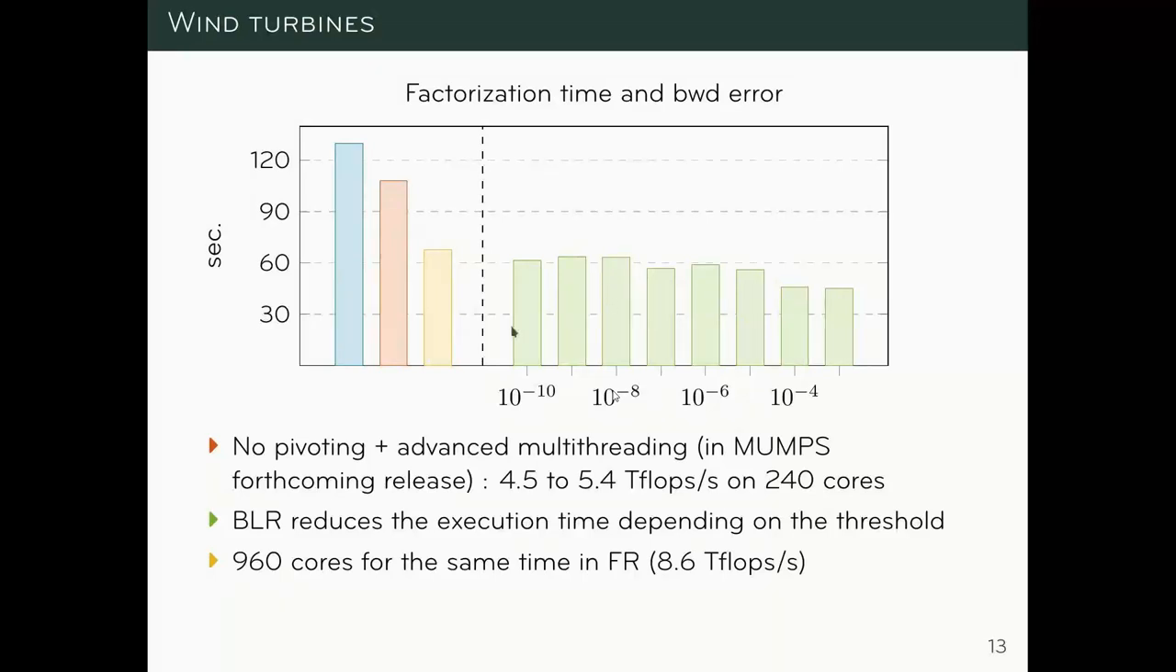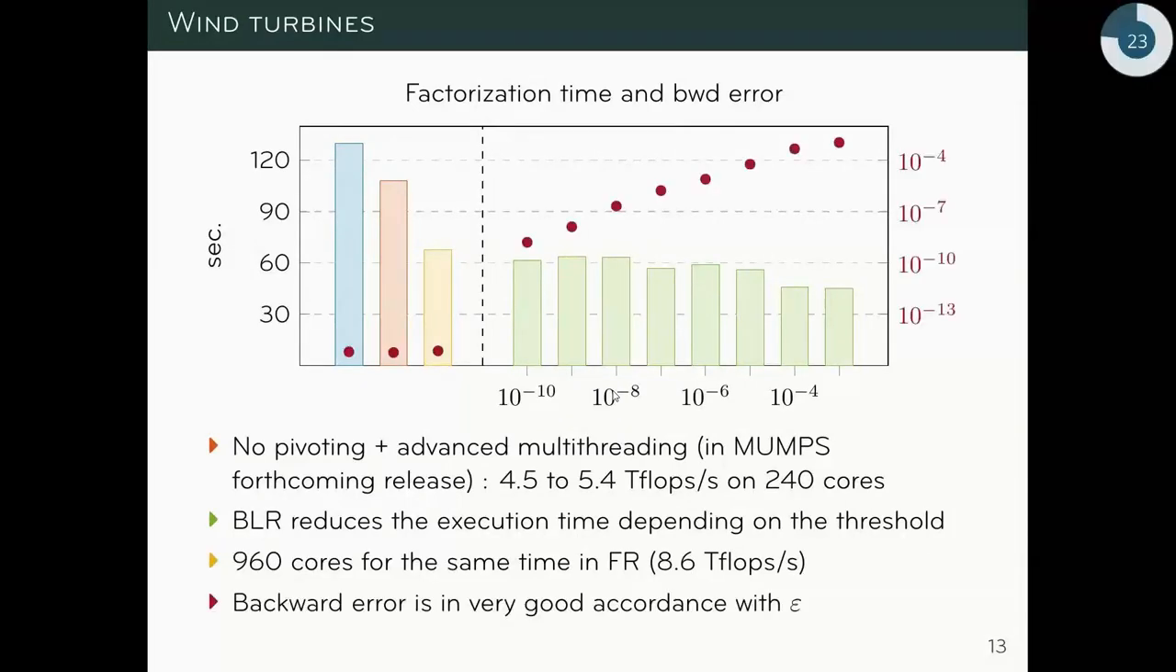So the yellow bar shows the execution time of the full-rank solver using 960 cores, so four times as many. Now, obviously, as I said, because we are using block low-rank, we are computing an approximate solution. So how good is this solution? This is shown by the red dots in this figure.